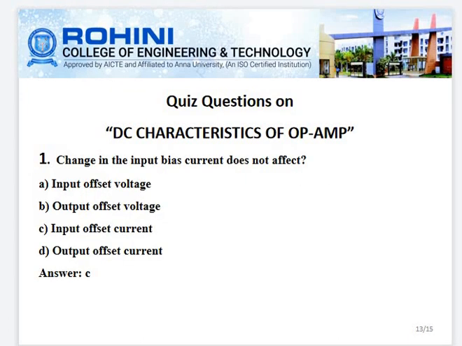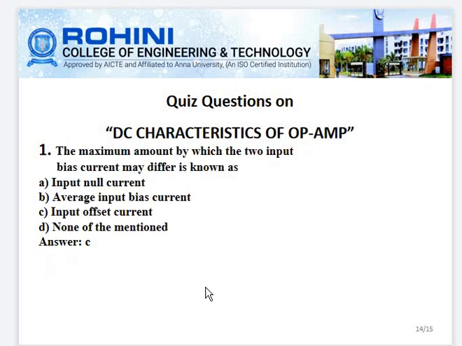The possible question is: change in input bias current does not affect which of the following: input offset voltage, output offset voltage, input offset current and output offset current. The answer is input offset current. The maximum amount by which the two input bias currents may differ is given as input offset current.